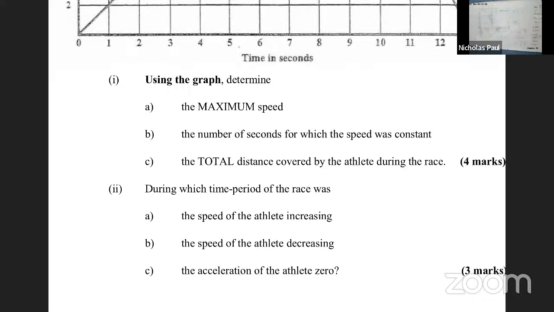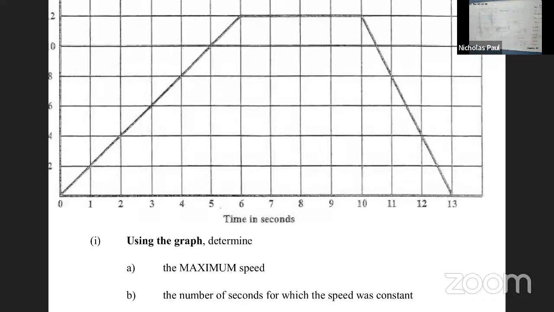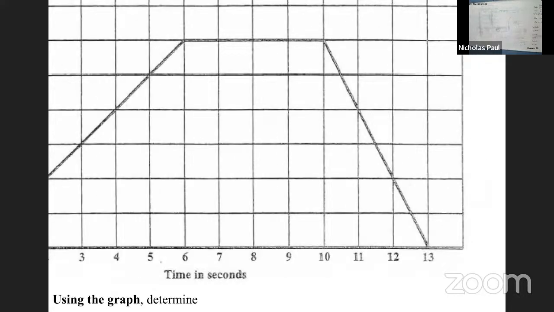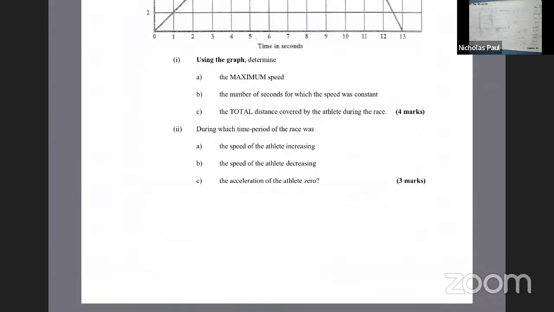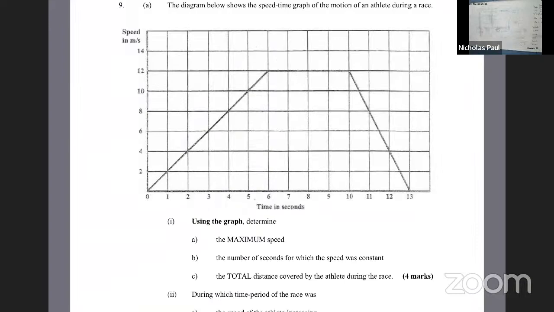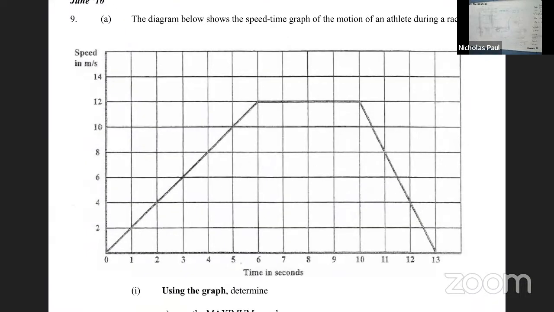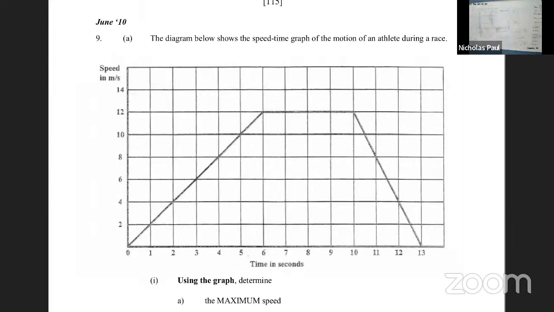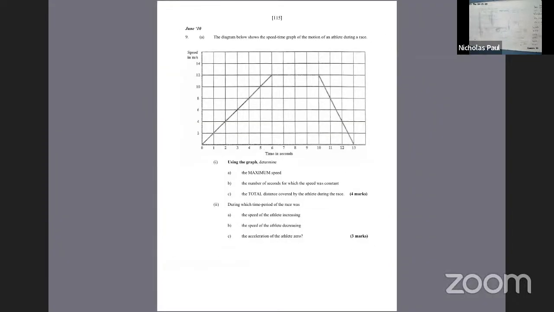Next one, the speed of the athlete decreasing. Which one here? Third stage. Well, they didn't have stages here, but from what time to what time? 10 to 13 seconds, right? And the acceleration is 0, which part? What time? 6 to 10. All right, nice. Everybody okay with that one line? 6 to 10 seconds, right?